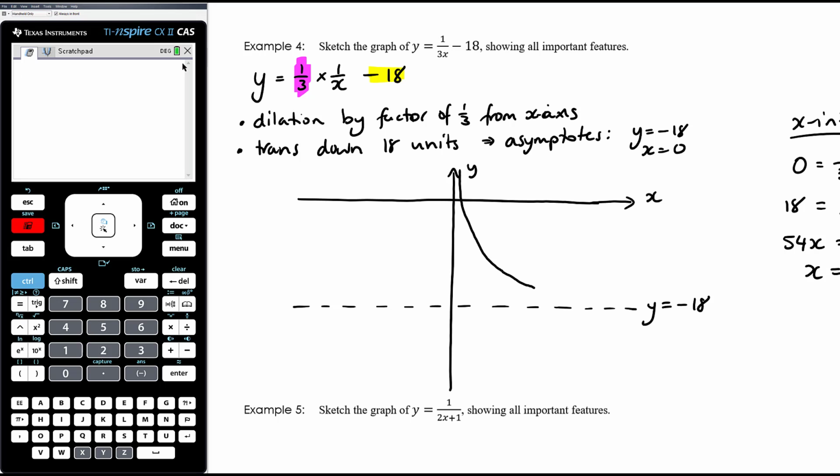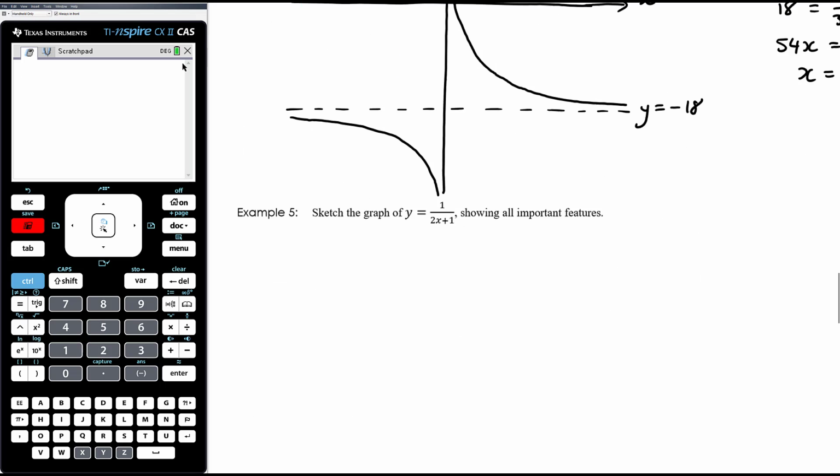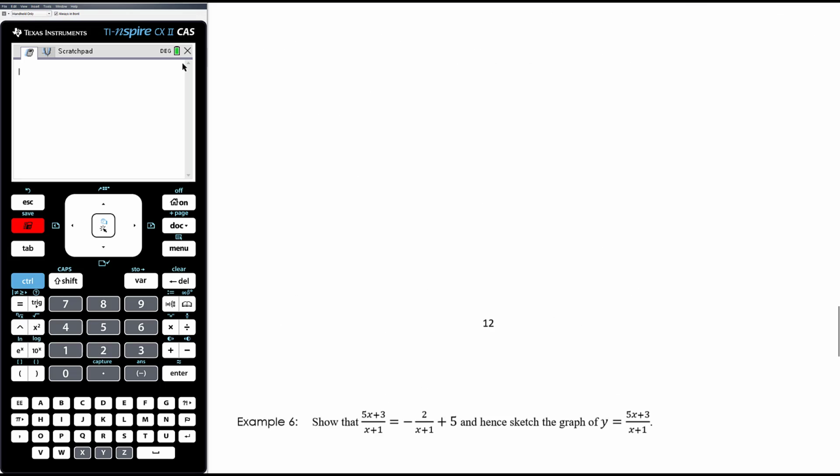Just going to draw in my hyperbola. So this point here is 1 on 54, 0. Don't have any y-intercept, we've got our asymptotes labelled with their equation, apart from the y-axis. Alright, finally, sketch the graph of, sorry, no, there was 6, wasn't there?